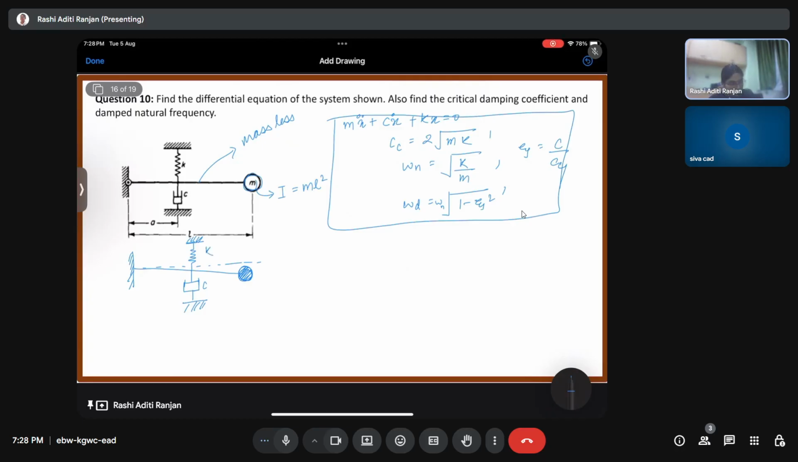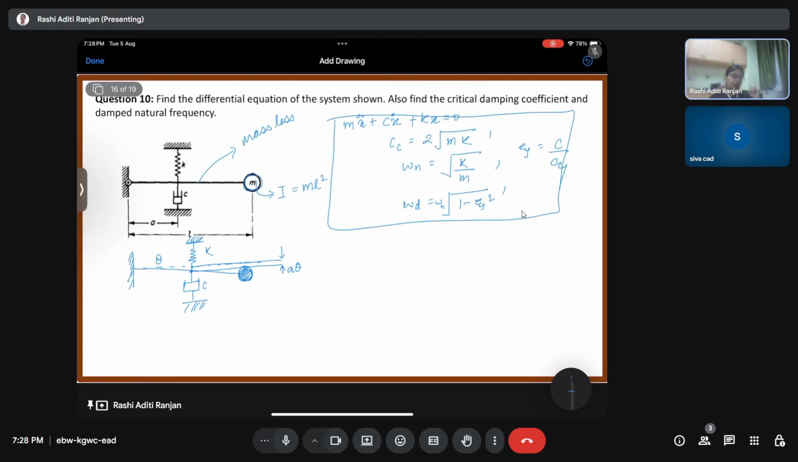Okay. And let us say that this small amount of extension is going to be what? For this angle as theta, we have this small extension as a theta. Okay, this is a theta.